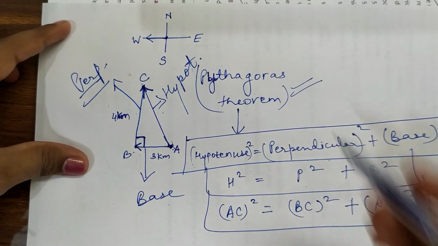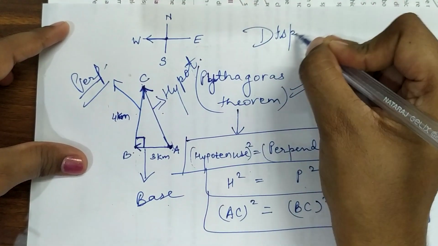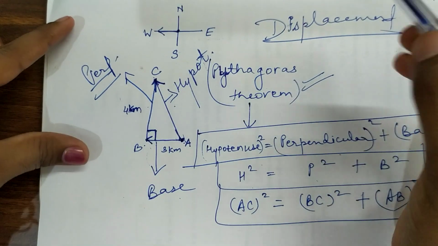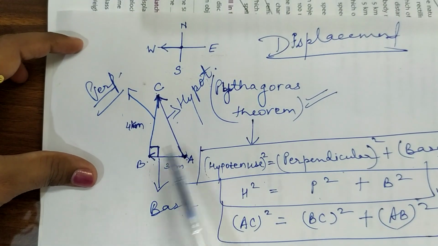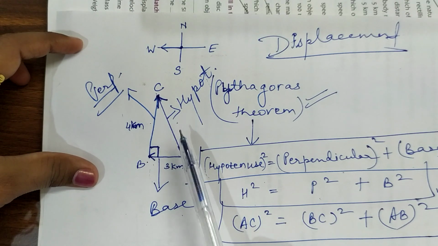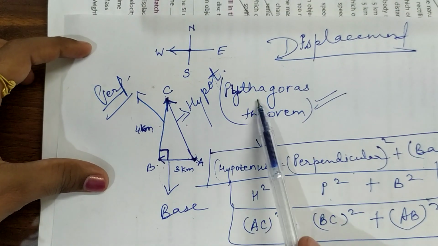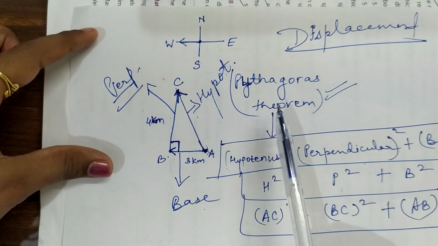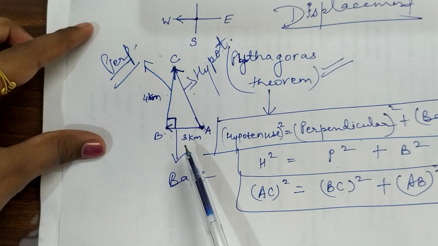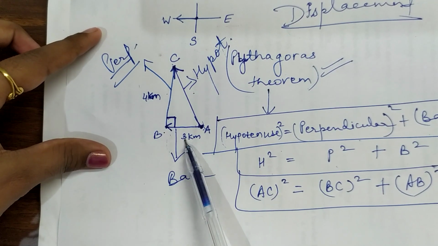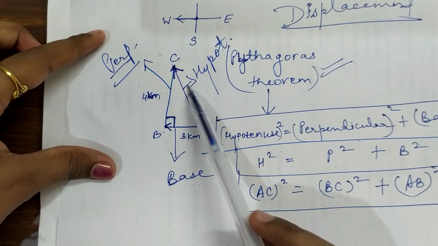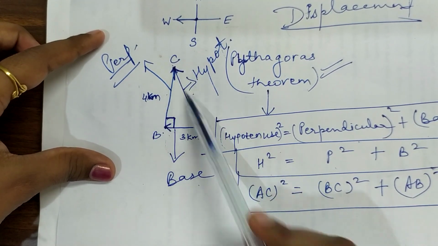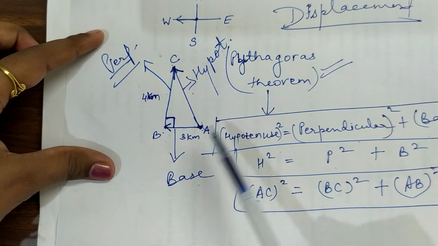So children, whenever you have to determine the displacement, where the directions are given, that a body is moving in this direction and then in that direction, at that time you have to apply which theorem? Pythagoras theorem. And Pythagoras theorem is always applied in which kind of triangle? Right angle triangle. In a right angle triangle, the standing line is your perpendicular, the slanting line is your hypotenuse, and the sleeping line is your base.